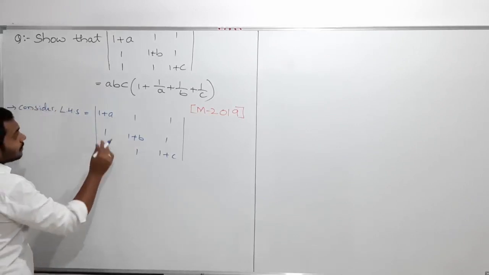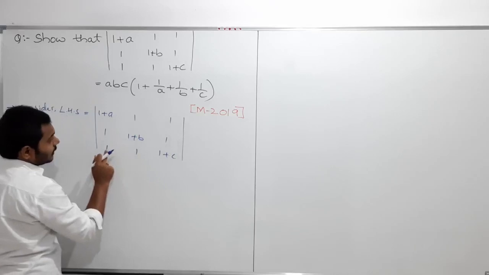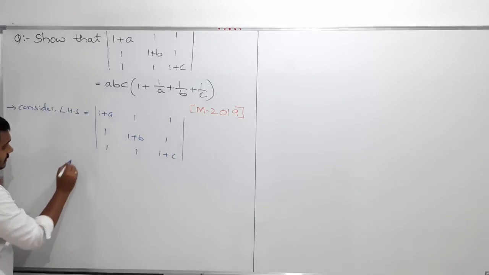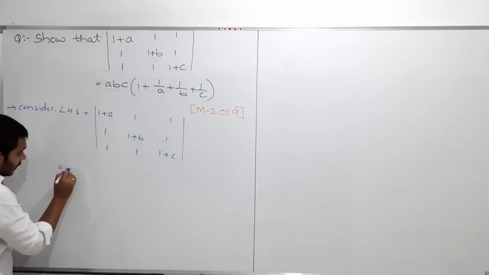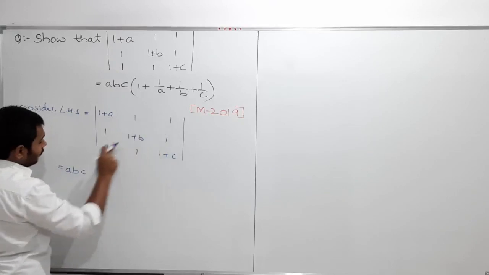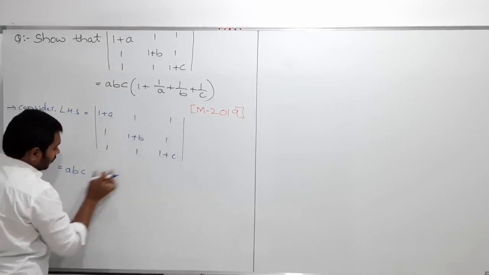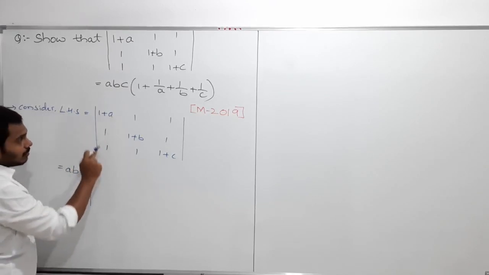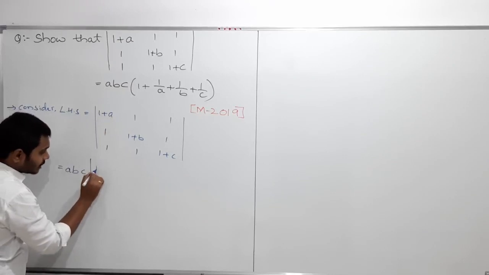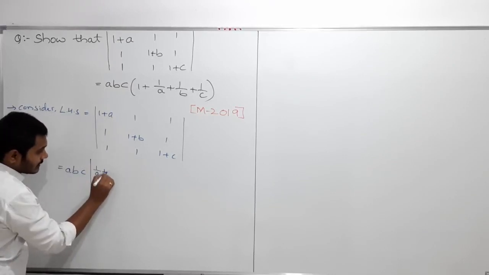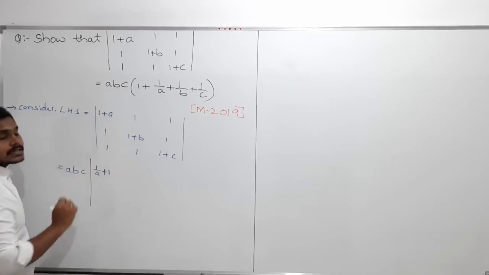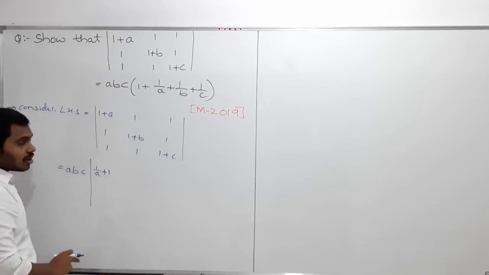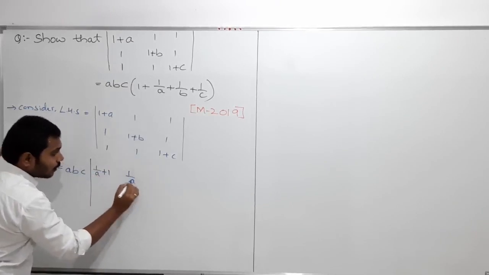So my dear students, now I will take A common from row 1, B common from row 2, C common from row 3. So this is equal to A, B, C, which I wrote outside the determinant. After writing this, here I am taking A common. Here only 1 is there, so I should write 1 by A plus 1, since A I am taking outside, so 1 is remaining. Clear? And next here only 1 is there, but I am taking A common, so here I should write 1 by A.